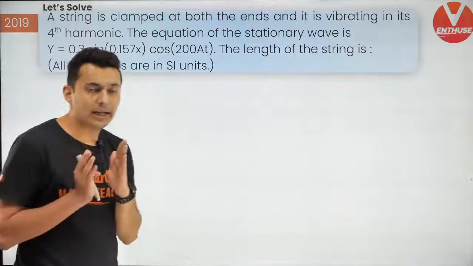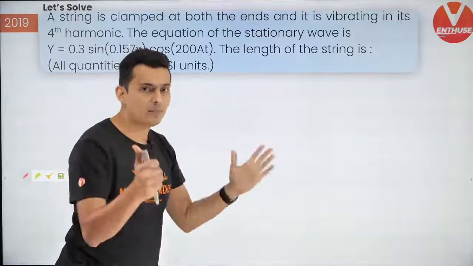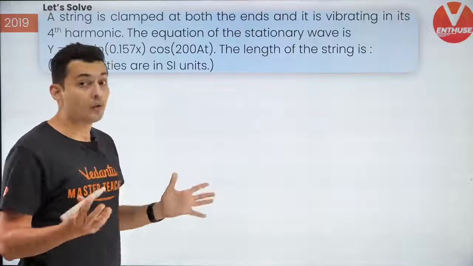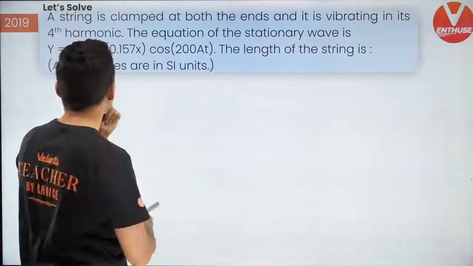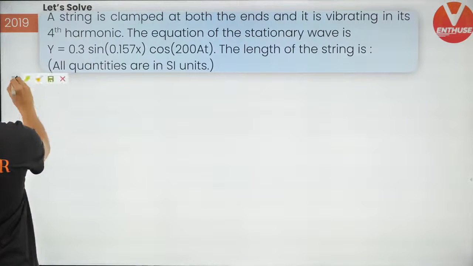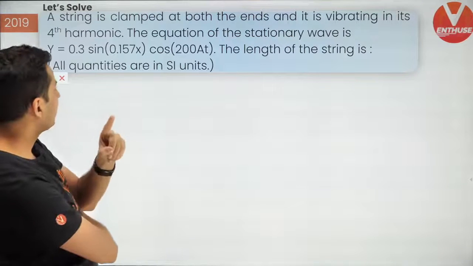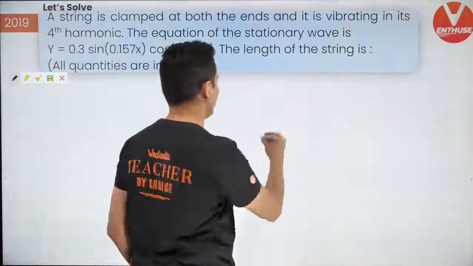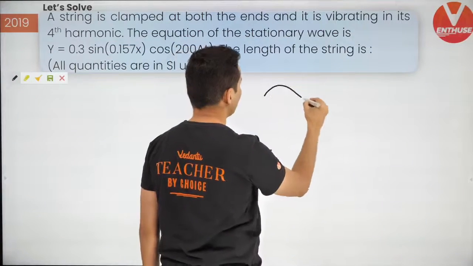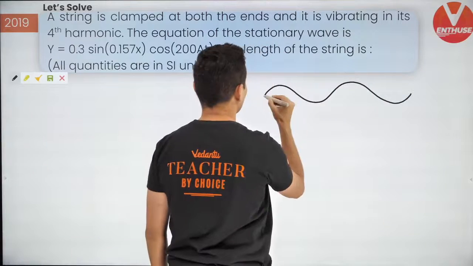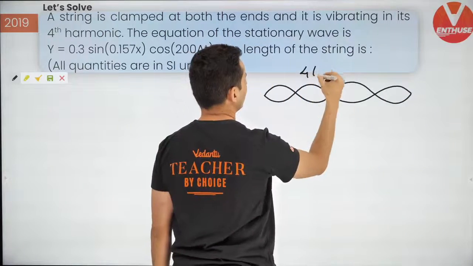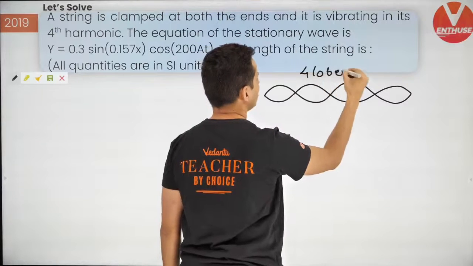Those of you who want to do it independently are free to do so. I'll be solving it right now. If you feel like you can do it on your own, continue. If you feel that you should listen to me, do that. Okay. Now, the string is clamped at both ends. It is vibrating in its fourth harmonic. Let's visualize what the fourth harmonic is. Fourth harmonic will be 4 loops. So 4 loops drawn like this. So 4 lobes, or loops.